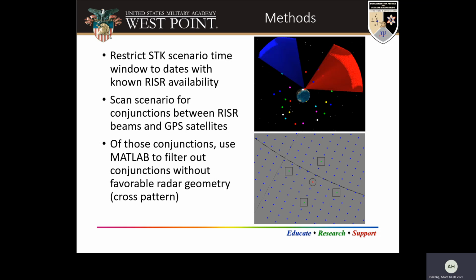Of those possible conjunctions, I had to use MATLAB to filter out any instances of conjunctions without favorable radar geometry. Favorable radar geometry occurs when the cross pattern, which is shown in the bottom right corner of the slide, is present. That cross pattern is necessary to ensure that both the ionospheric data directly surrounding the GPS satellite signal, symbolized by the red point surrounded by the circle, and the ionospheric data in the neighborhood of the GPS satellite, symbolized by the 4 green dots surrounded by squares, are collected by the radar. Collecting both types of data yields a more complete and reliable data picture for the investigators.